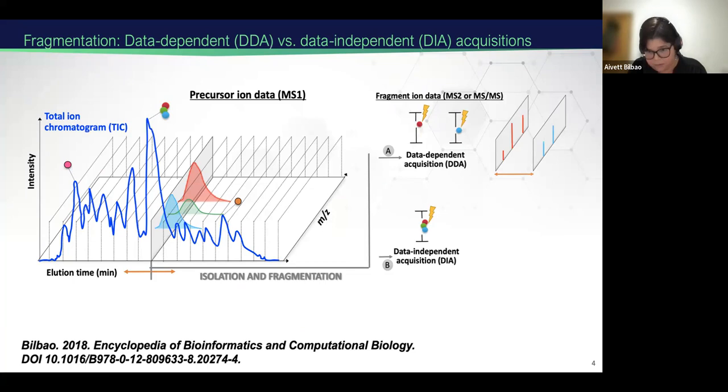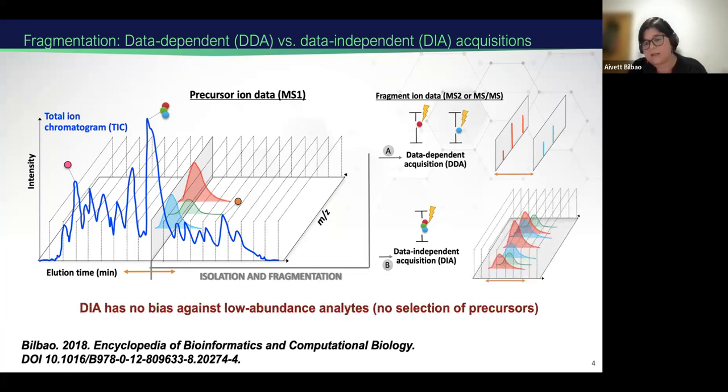And the key difference between DDA and DIA is that in DIA, there is no selection of single precursors. We basically co-isolate and co-fragment multiple ions. And the difference is that we can then, from the raw data, build chromatograms also for the fragments, which is something that we cannot do with DDA.